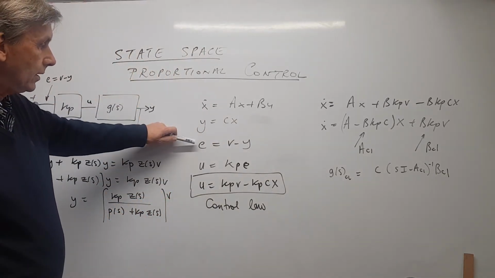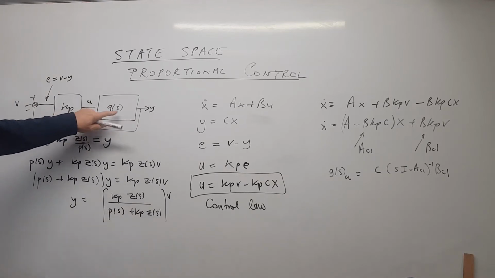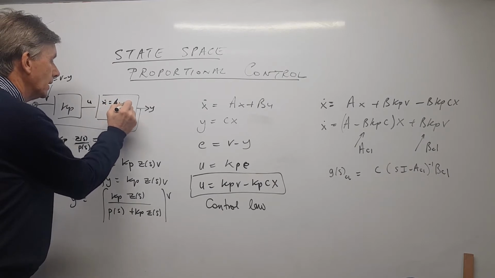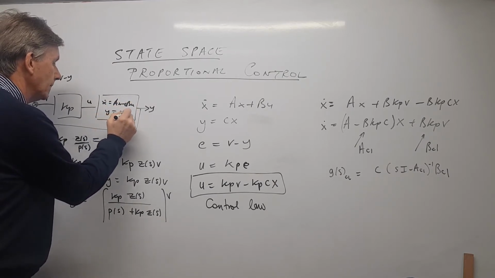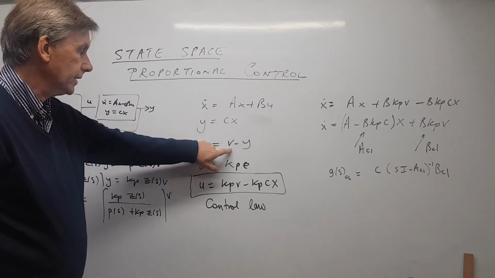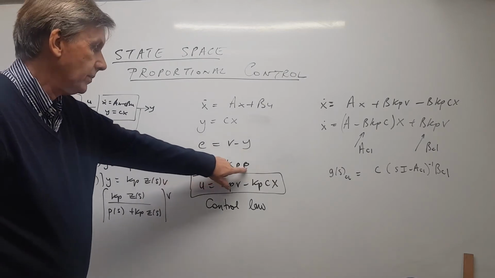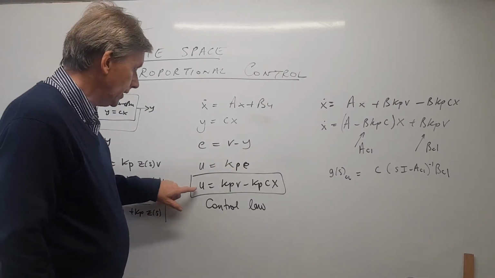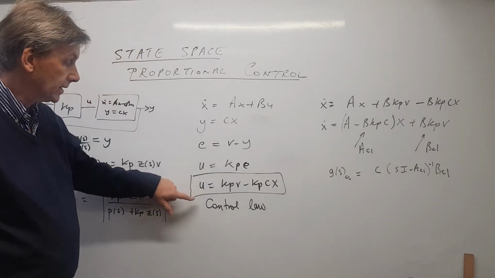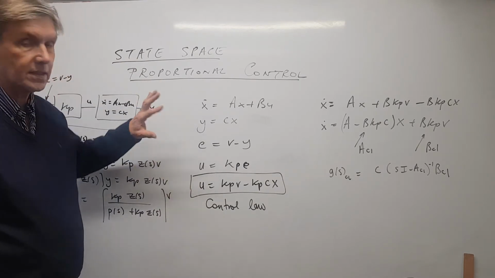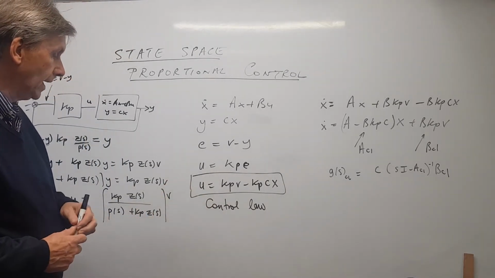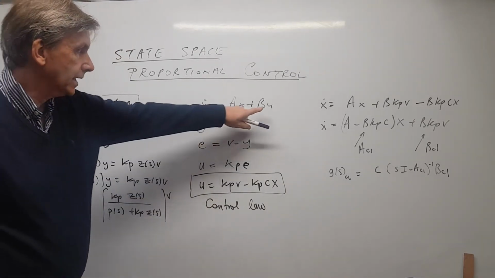And so if we then have the same control configuration, this is replaced now by X dot is AX plus BU, Y equals CX. So this has gone into here. So E is still V minus Y, and U is KP times E because it's proportional control, which gives us that U is KPV minus KPCX. And this is the important bit. This is now called our control law, and this part of the course is all about control laws. This is the simplest control law we can have.